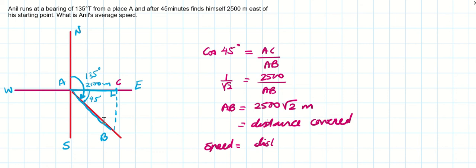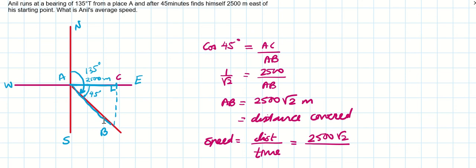Now speed is equal to distance over time. We'll substitute distance is 2500 root 2. Time, suppose you want to convert time into hours. So that's 45 over 60 hours. And we'll have the distance in kilometers, so I'll put a decimal over here. So you'll divide this by 1000. So that's 2.5 root 2 over 45 by 60. If you put this in the calculator, you'll get his average speed is 4.71 kilometers per hour. So this is how we use bearing to solve numericals.